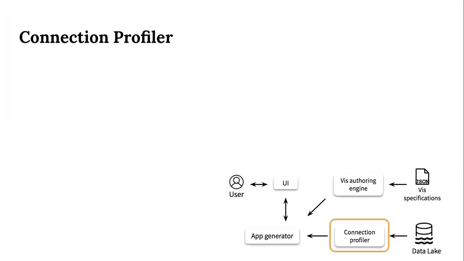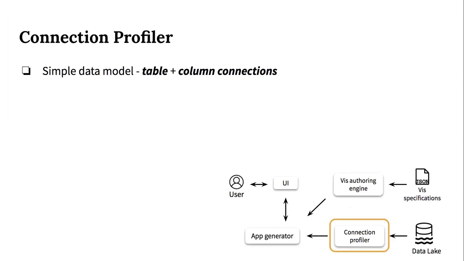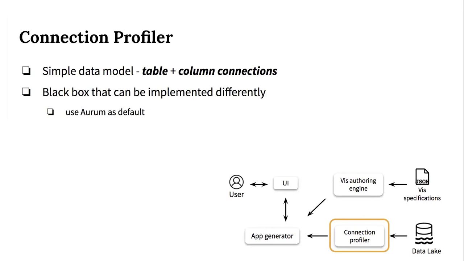Now let's take a look at the connection profiler. We use a simple data model where datasets are tables with columns and data connections are between columns. We treat this connection profiler module as a black box that can be implemented differently, which can possibly handle the transformation from non-tabular datasets to tabular format and identify any kind of data connections. By default, we use the ORM system, which can find column connections based on content similarity. For any custom implementation, it needs to be scalable. That means an O(n squared) complexity is probably not desirable.